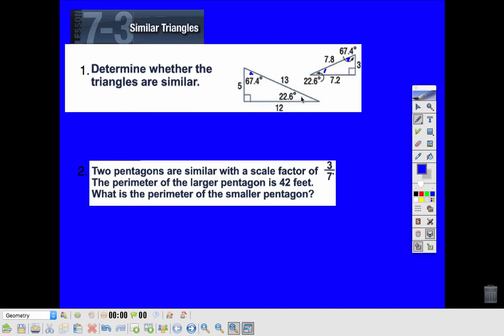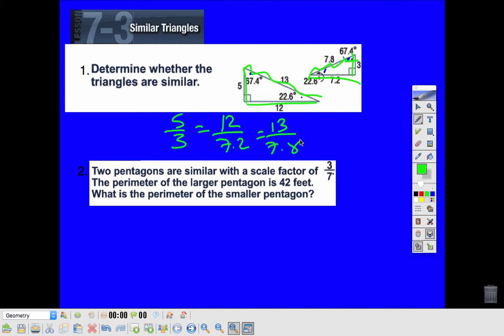So now what we have to do is set up our proportion to see if they're all proportional. So be careful with your sides. Make sure you're setting them up correctly. 5 would go with 3, and then 12 would go with 7.2, and then 13 would go with 7.8.